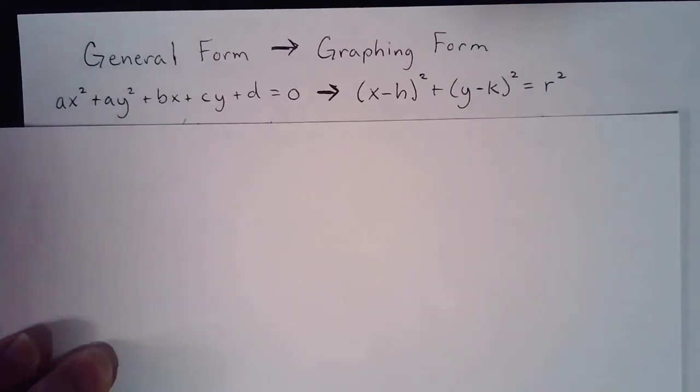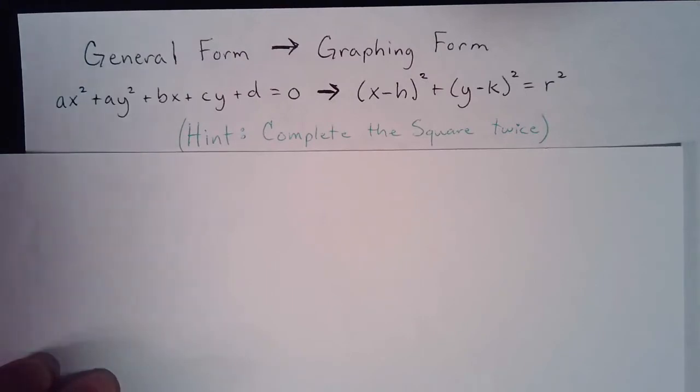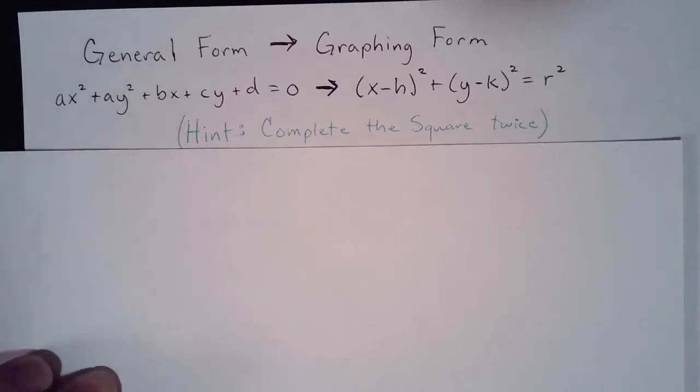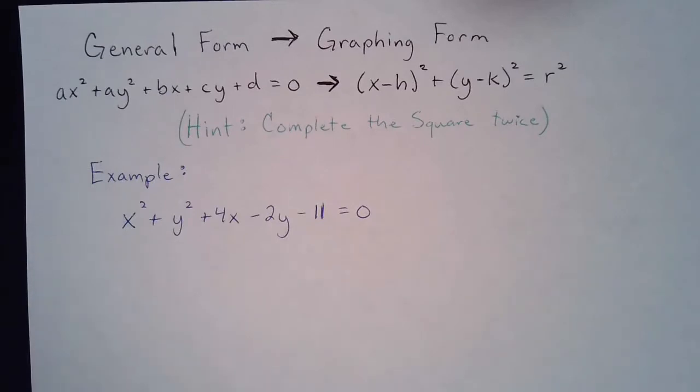Okay, and the best hint on this one is we're going to complete the square, but we're going to complete the square twice. We're going to do it once for the x's and once for the y's. The best way to show you how to do this is with an example. So now we've got x squared plus y squared plus 4x minus 2y minus 11 equals 0.